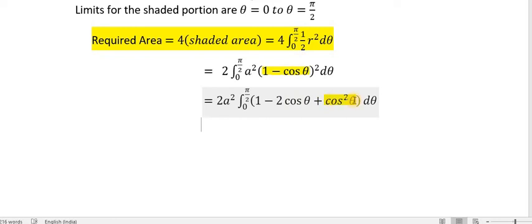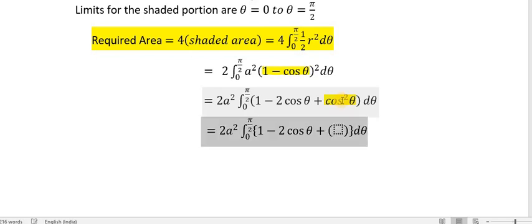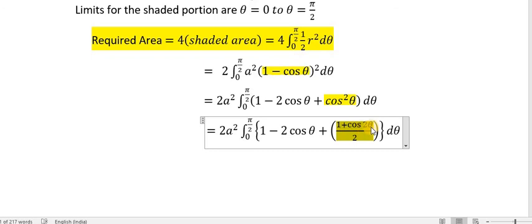cos square theta. Again this cos square theta can be reduced to its half angle by using 1 plus cos 2 theta by 2. See, cos square theta is equal to 1 plus cos 2 theta by 2. Therefore, the integral reduces to 2a square integral 0 to pi by 2 1 minus 2 cos theta plus 1 plus cos 2 theta by 2.